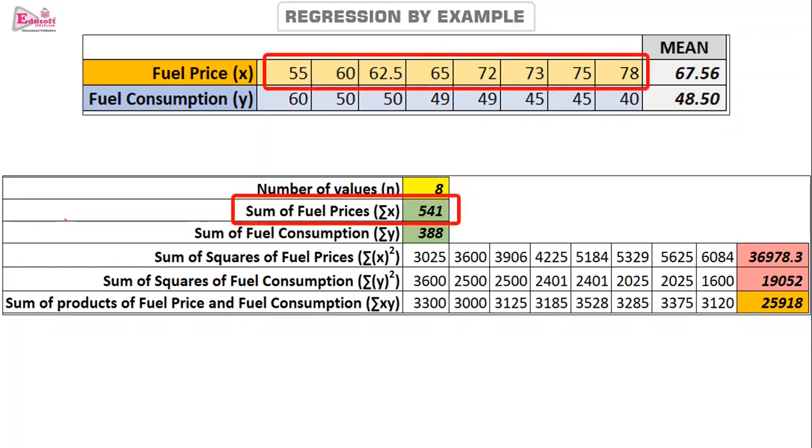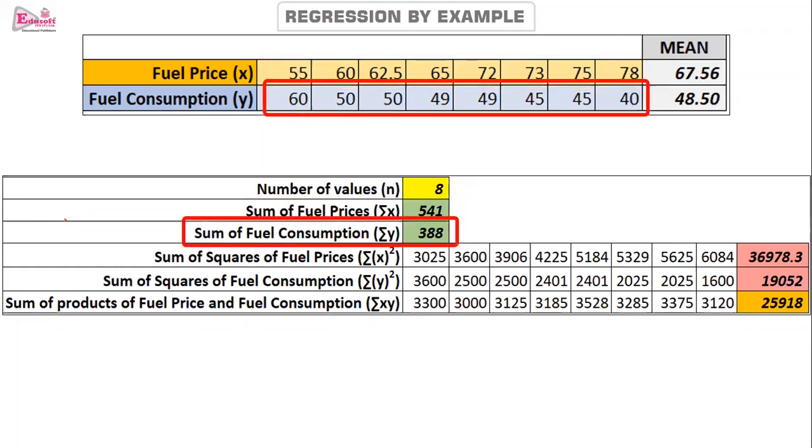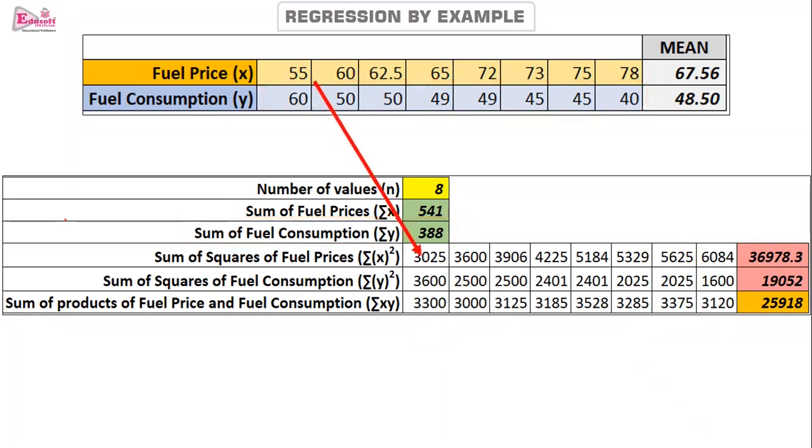Then you calculate the sum of fuel prices and the sum of fuel consumption. Here it is. The sum of both the variables is there, all the values. Then you take the square of each value of fuel price, and then you take the sum of all those squares. So that is the sum of squares of all the fuel prices. The same thing you need to do with the fuel consumption figures. Sum of squares of fuel consumption. That is also there.